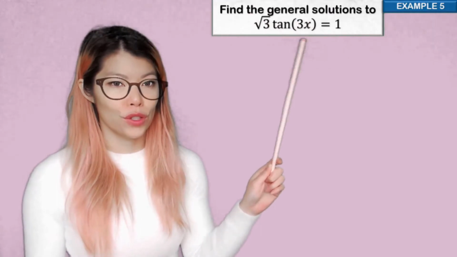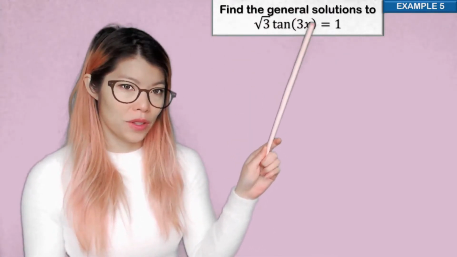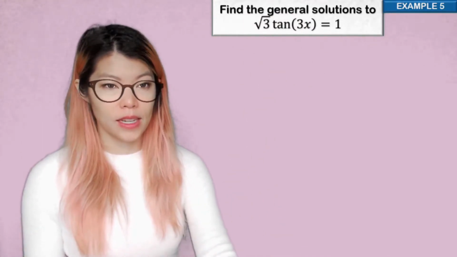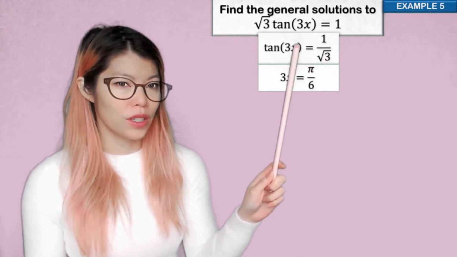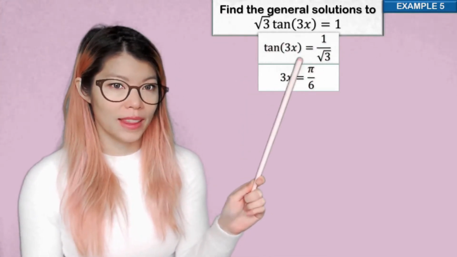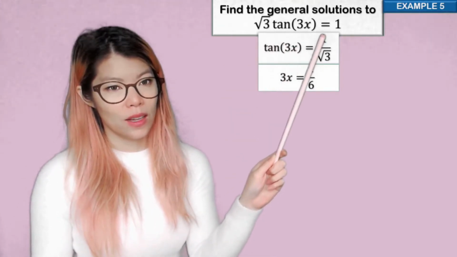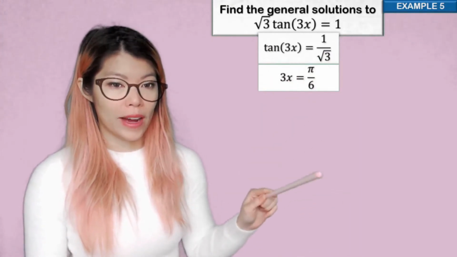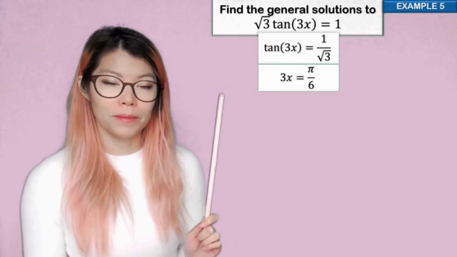Example 5. Find the general solution to root 3 tan 3x equals 1. We're going to do the same thing as before with the root 3, bring it over to the other side. And now we have tan 3x equals 1 over root 3. We're not going to worry about the 3x now, we'll worry about it later. We're going to treat it like theta. So when is tan theta equals 1 over root 3? That's pi on 6.